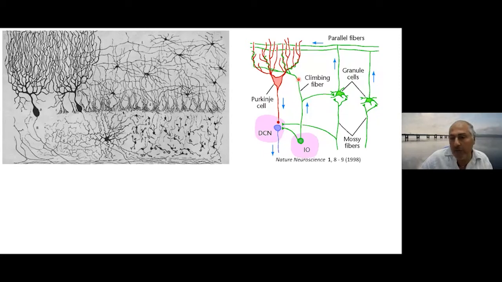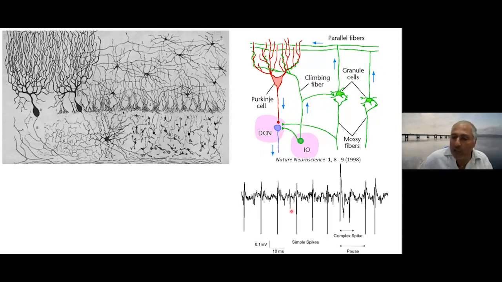And when you record from a Purkinje cell, you will actually see this difference. So you will see lots of electrical activity that comes from the granule cell, and occasionally and rarely, because there's only a single neuron that communicates with the Purkinje cell, you will see a different kind of response. A large response is what you will see.